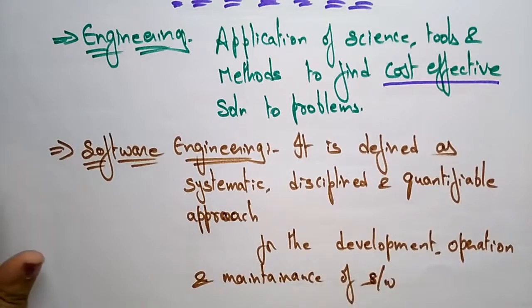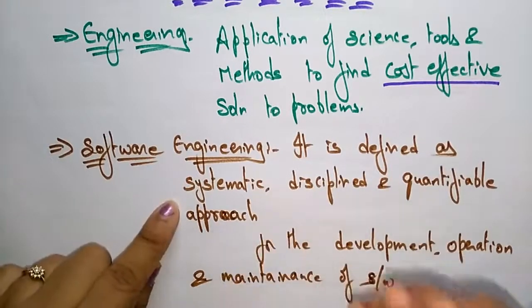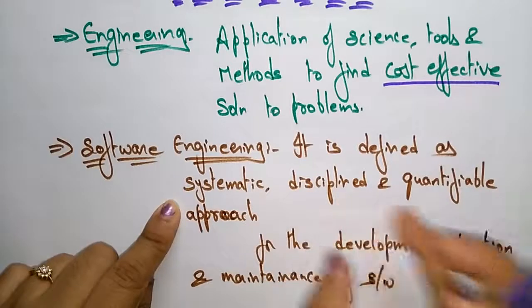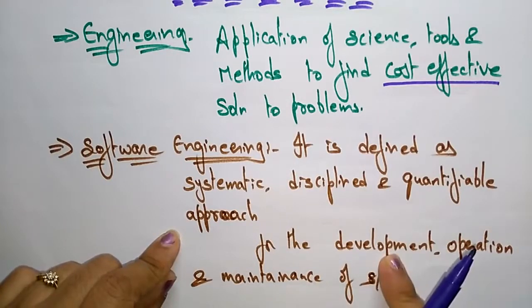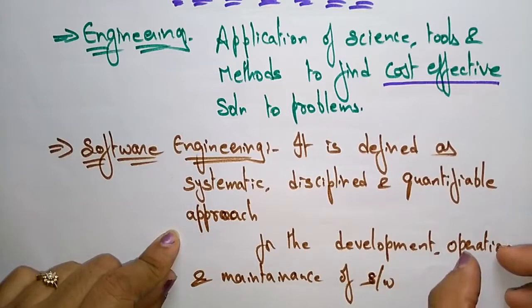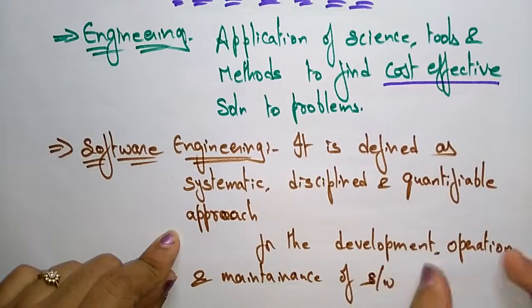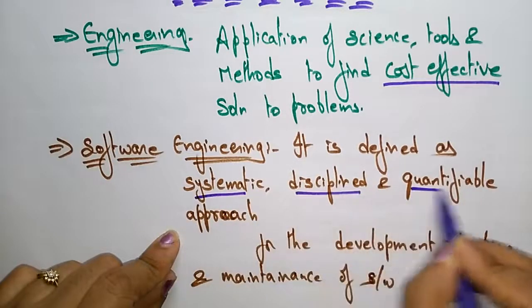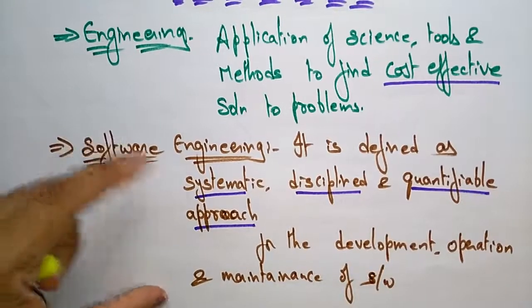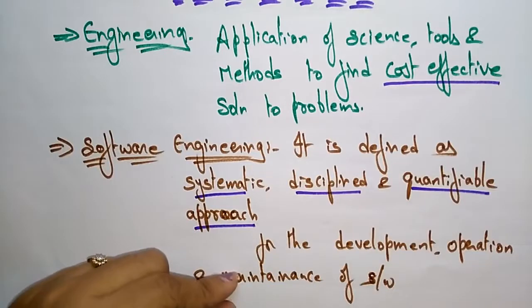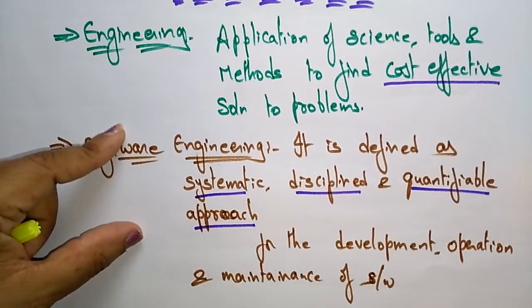What it is saying is that you have to follow a systematic approach that should be disciplined and quantifiable for the development, operation and maintenance. Whatever product you are going to develop, whatever operations you are performing on that product, and whatever maintenance you are doing after the completion of the product, for each and every stage you have to follow a systematic, disciplined and quantifiable approach. Then only you will get a good output, a cost-effective output. Everything will be successful. If you follow these rules, your output will be effective. That you call software engineering.